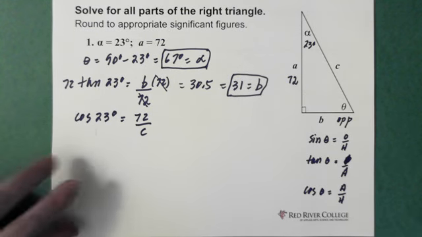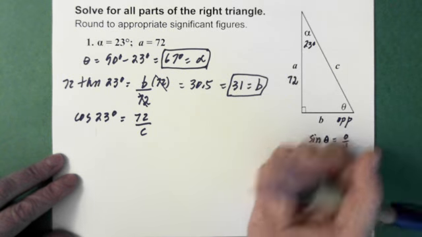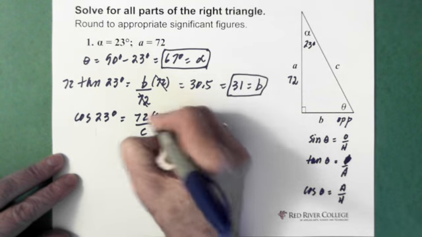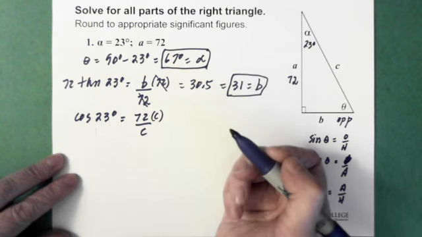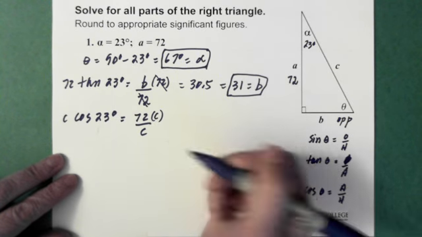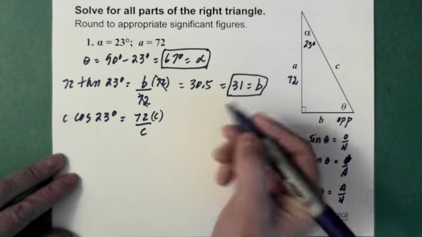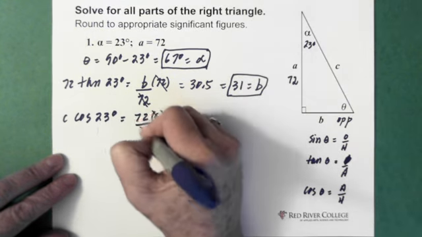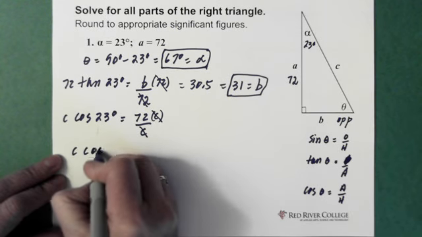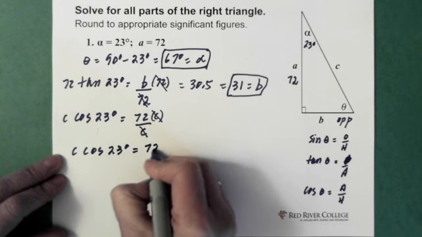So we want C by itself. Right now it's in the denominator, so we need to get it up into the numerator. So we multiply by C on both sides. The only reason we're multiplying is to get this thing up into the numerator. These two cancel because they're 1. So we have C cos 23 degrees equals 72.